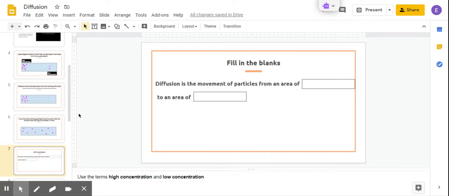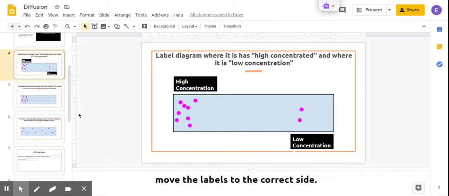Okay, so this one, fill in the blanks. Diffusion is a movement of particles from the area of blank to the area of blank. So this goes back to this idea. It goes from the area of high concentration. I'll put another arrow in here. It starts with high concentration and it moves towards low concentration.